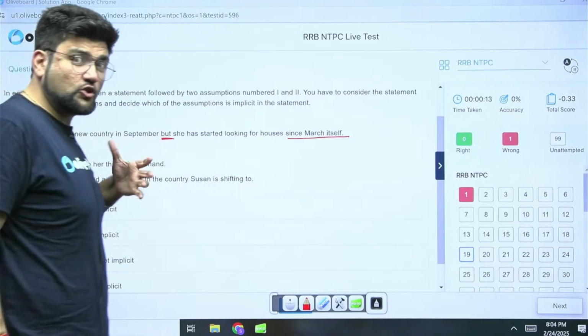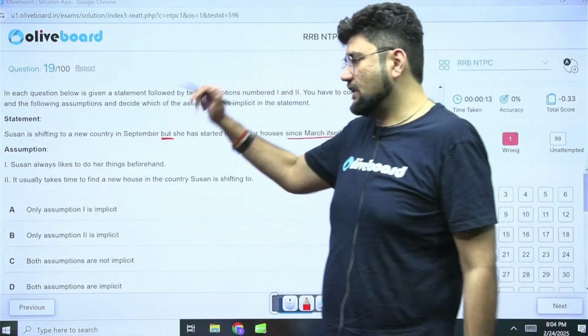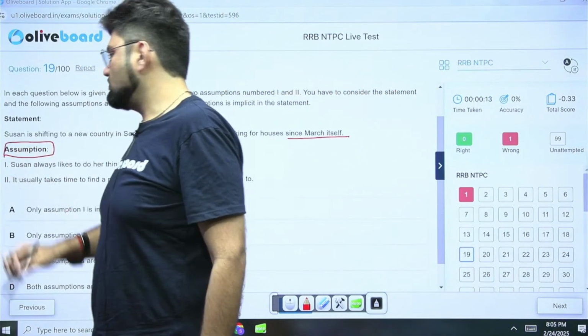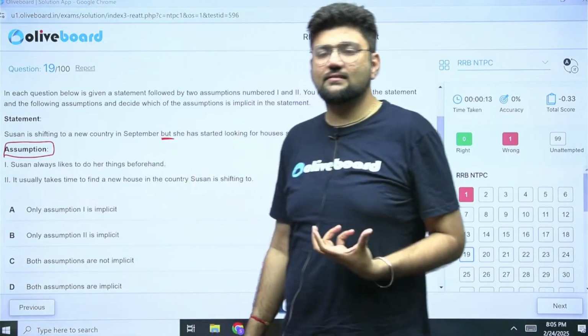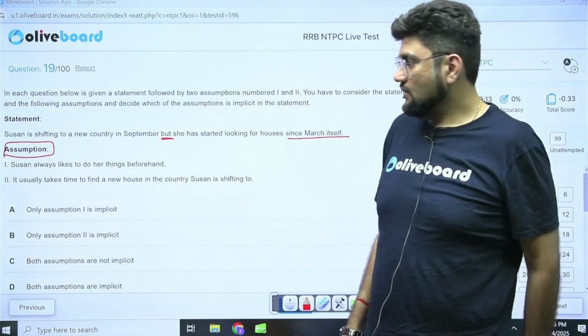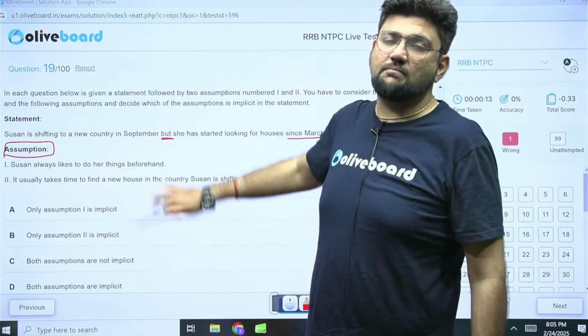Try to find the tonality of the author. What was the author thinking when writing this? Now, firstly, a lot of people misunderstand assumption and try to apply the rules of conclusion here. Totally incorrect. Your assumption primarily will never be mentioned in your statement.